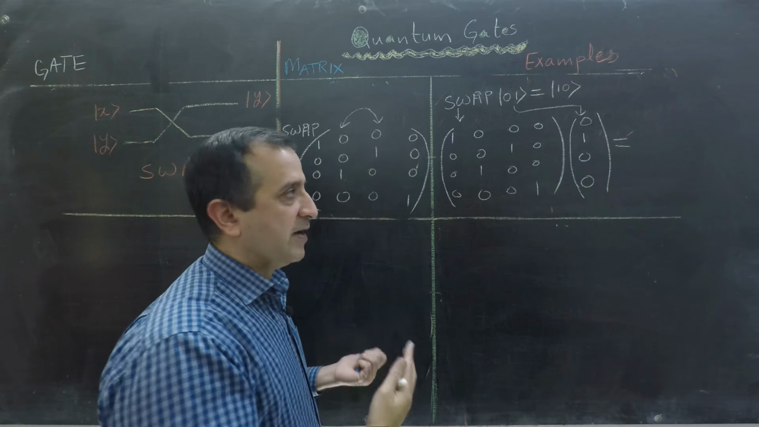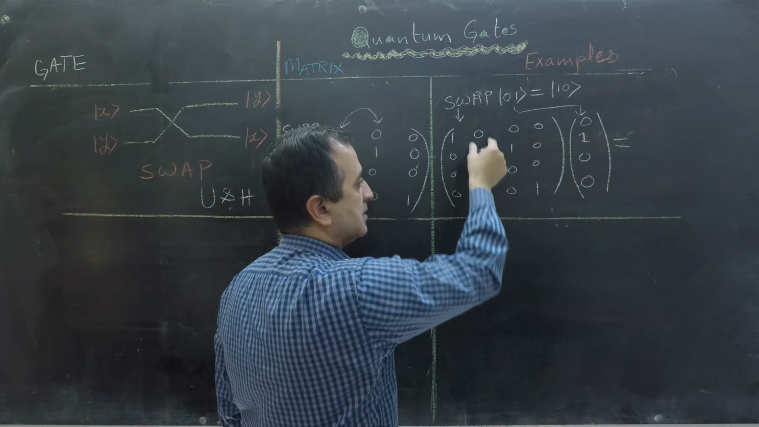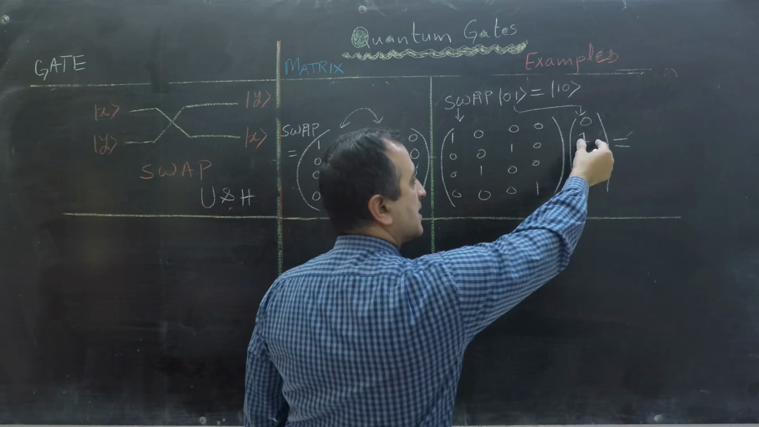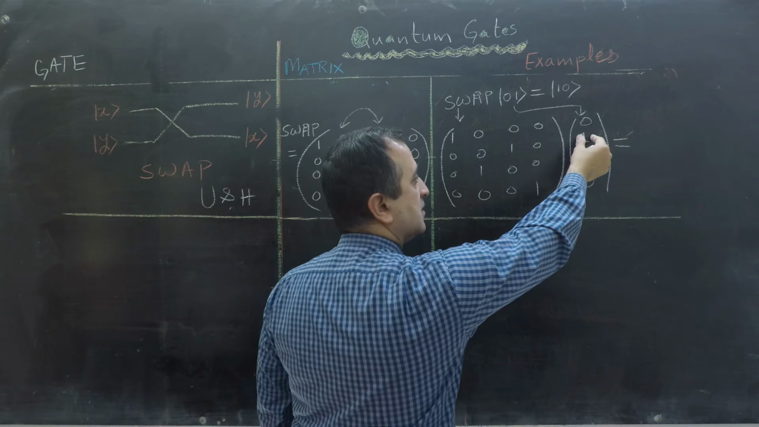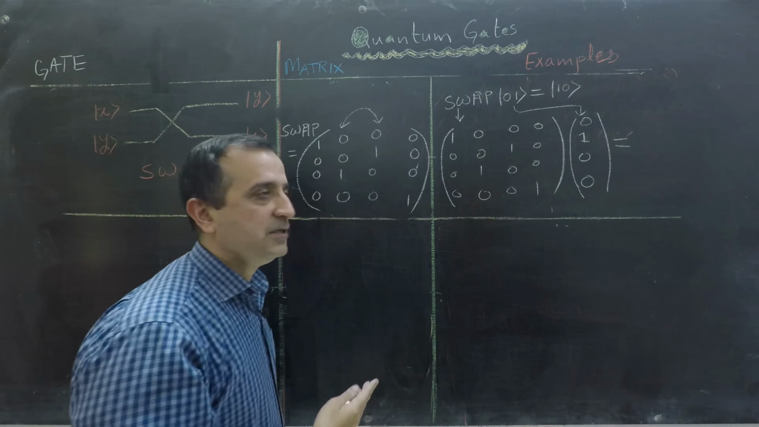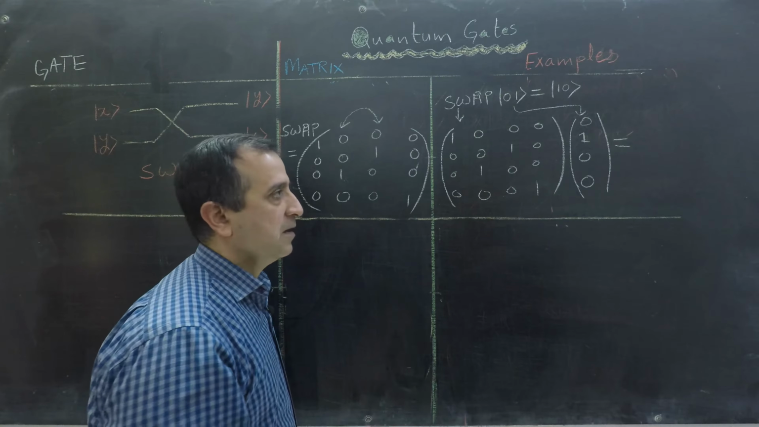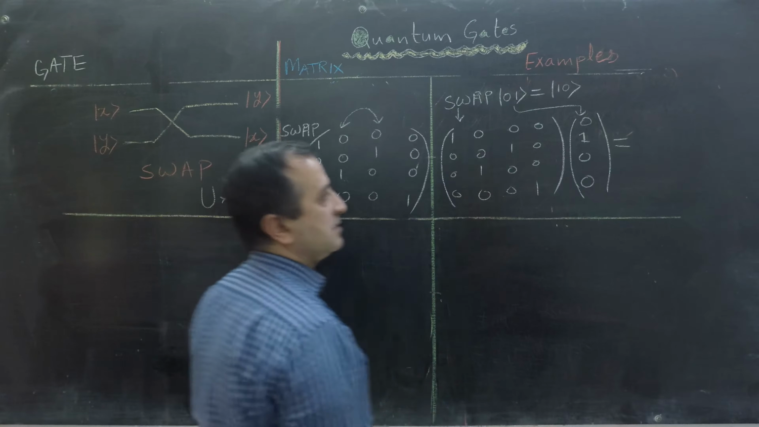A simple way to find the answer is to write the first column, because I have 1 at the first row of this vector, so my result will be the first column. This is just a shortcut to find the result quickly. Or you can try to multiply this and the result will be anyway this column.